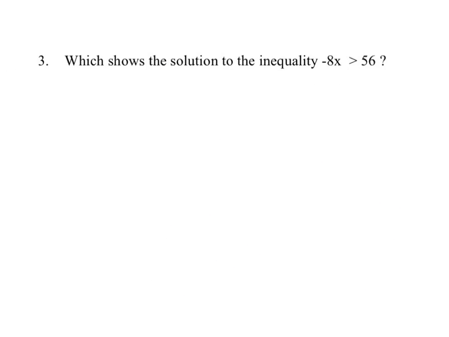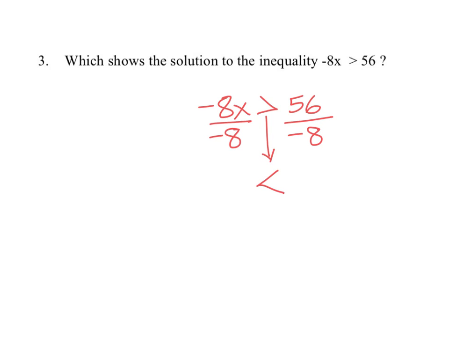Number 3, which shows the solution to the inequality negative 8x is greater than 56. To isolate the variable x, we must divide by negative 8. In inequalities, when we divide or multiply by a negative as the last step, we must reverse the sign. So x would be less than negative 7. Now you try question number 3 on your homework assignment.